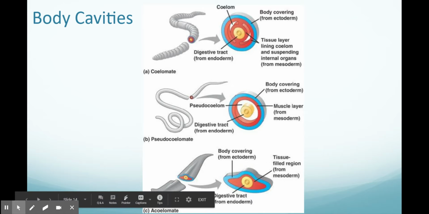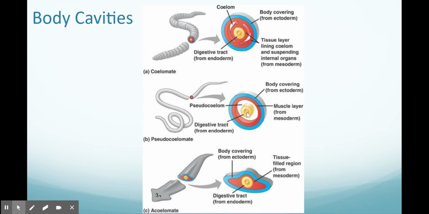So starting at the bottom here with our acoelomate, and a good example of this would be our flatworms. You can see that this organism does have all three tissue types or tissue layers, an endoderm, an ectoderm, and a mesoderm, but they're packed close together. There is still an internal digestive tube or tract, but the cavity we're referring to would exist out here. And in this case, it just is not there. Acoelomate means without a coelom.